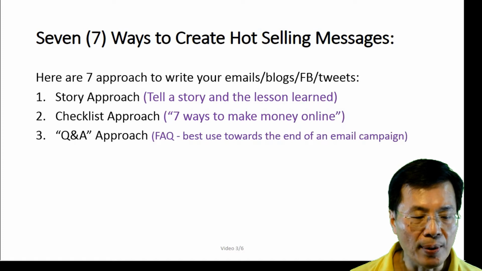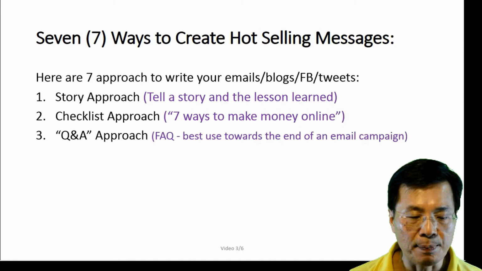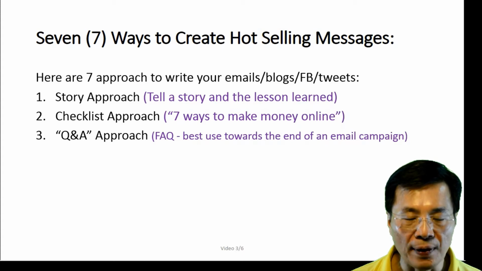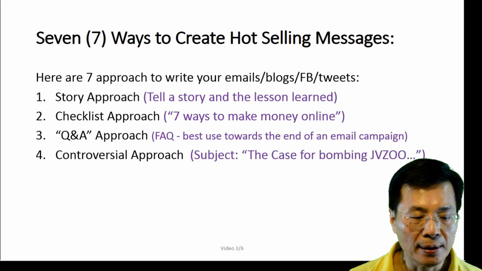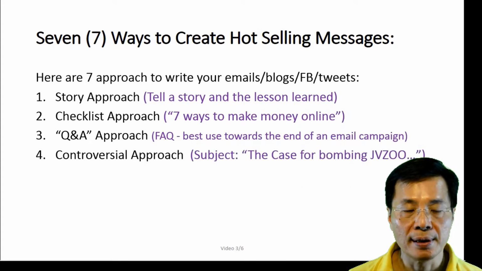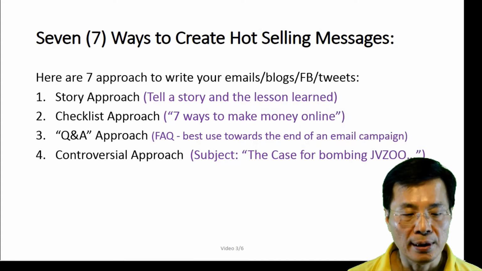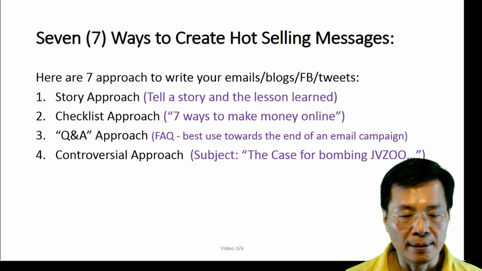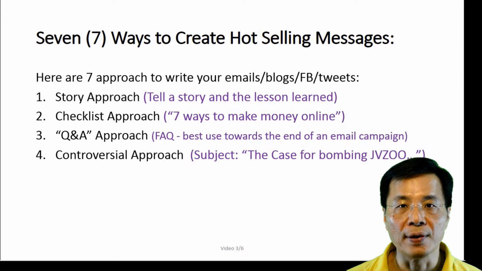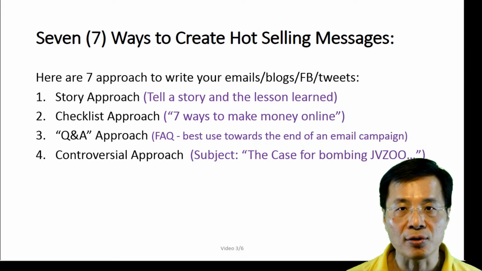Number 3, Q&A approach or FAQ. This is best used towards the end of an email campaign. Number 4, a controversial approach. Subject, the case for bombing JVZOO. It's important that you relate your headline or subject line to the story. The headline can be controversial, but make sure you can relate it to the story you are telling. The story must be real.